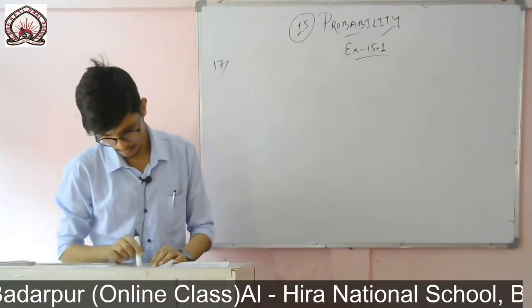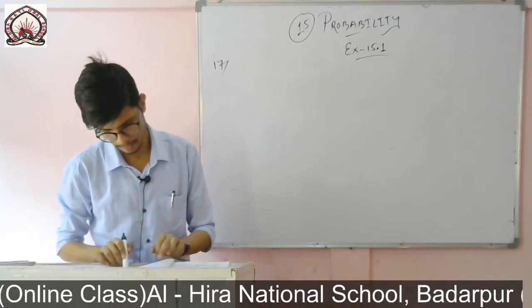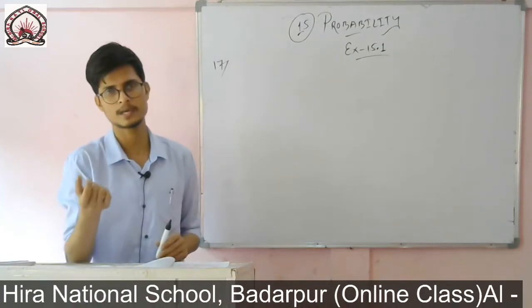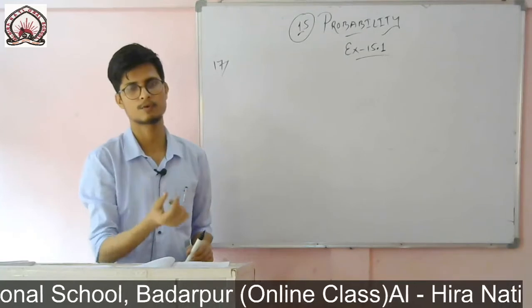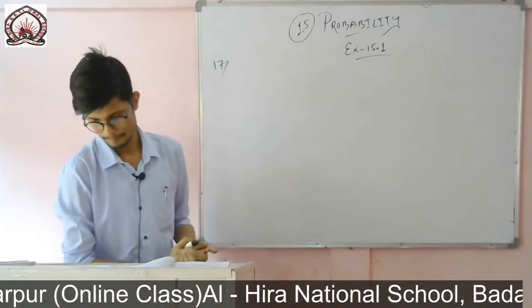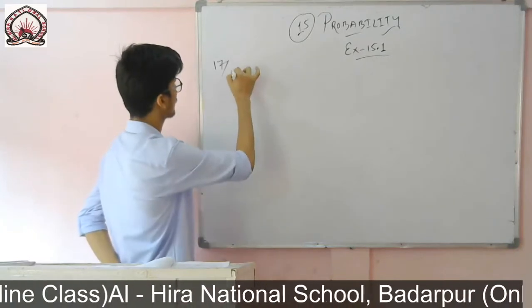But the question is to find, what is the probability that the bulb is not defective? Okay, the question is to find for non-defective bulbs. So simply from this 19 I will subtract 4 defective bulbs. The remaining bulbs are non-defective. They are the good ones.